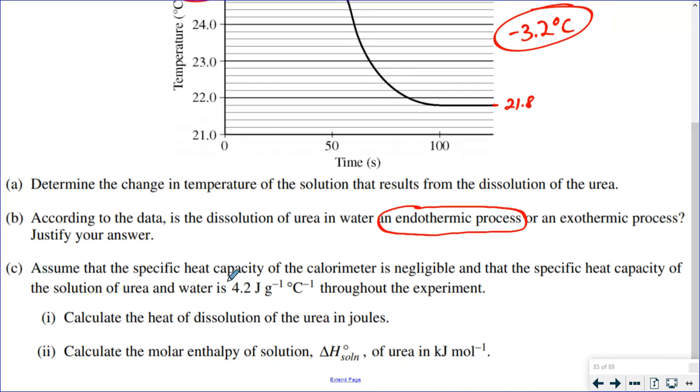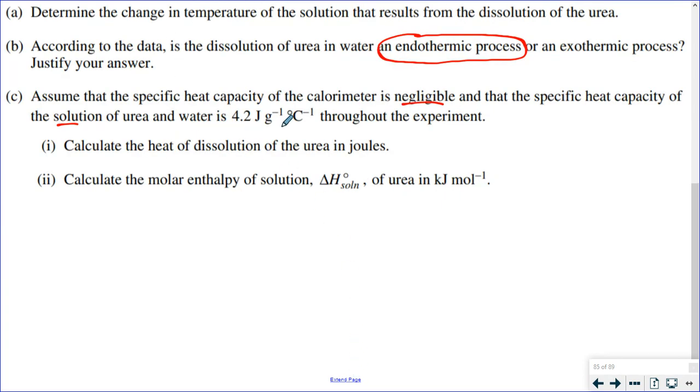Part C, assume the specific heat capacity of the calorimeter is negligible. We don't have to worry about it. And it gives you the specific heat capacity of the solution of urea and water. It's 4.2. Part I asks you to calculate the heat of dissolution in joules. You should be thinking Q. Q equals C times M times delta T. Well, we got the change in temperature from our graph. The C value is given to us in the problem. The only thing we have to get is the mass.